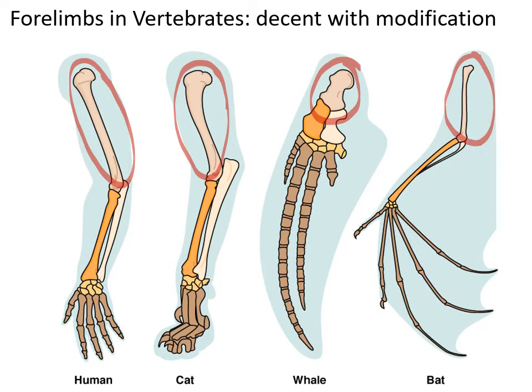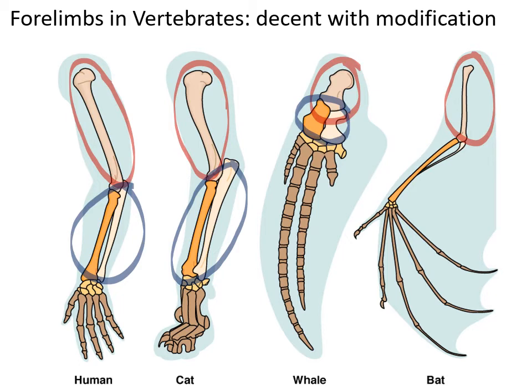And then after the humerus, the next two in the line down the arm are the other two bones in the arm in the human. We have two in a cat. We have even two in a whale. And a bat's wing also has two forearm bones as well. And then you can get into even the wrist bones and the finger bones as well.